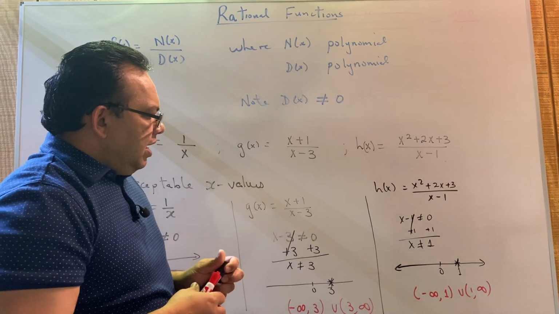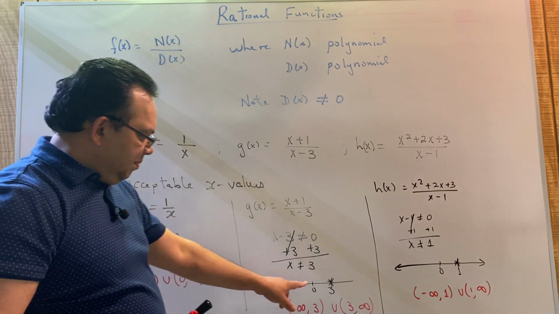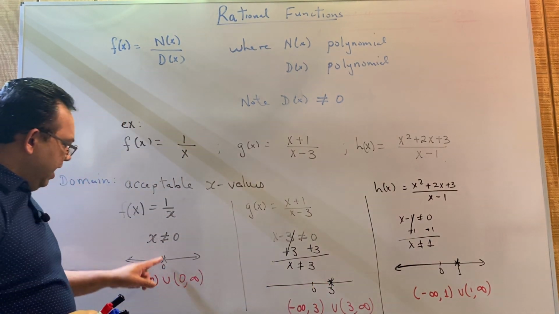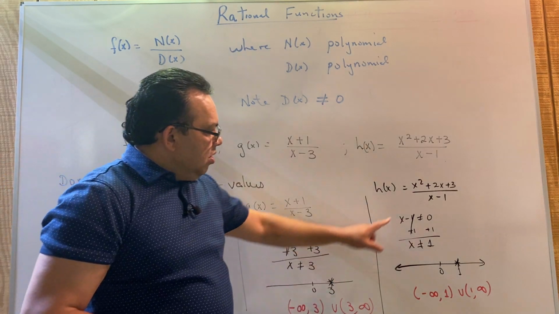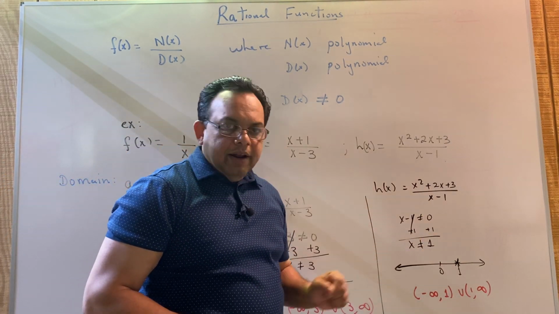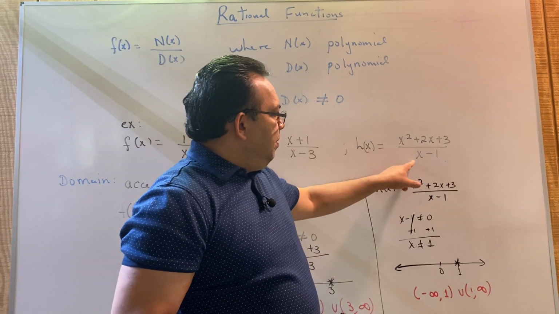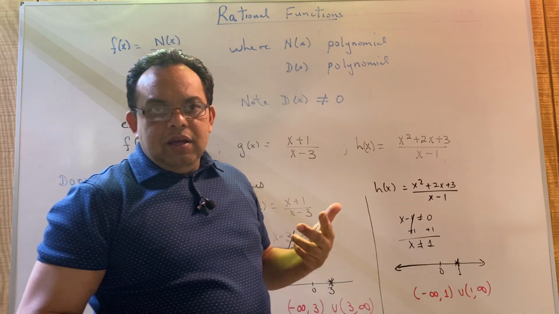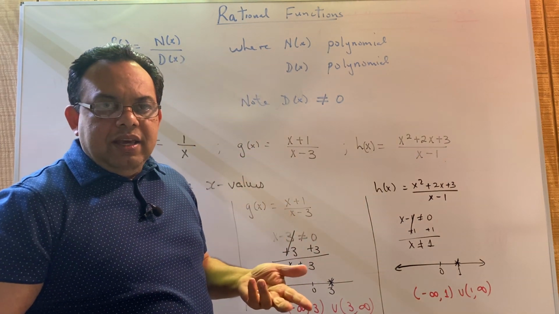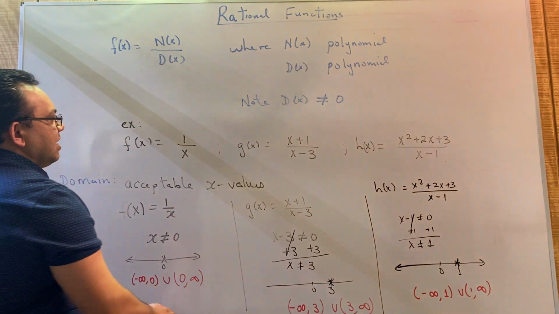So you will notice that so far on a number line, I've only been taking out a specific value, right? Over here, I took out x is equal to 0. Over here, I took out x is equal to 3. Over here, I took out x is equal to 1. Well, it depends on the function. Obviously, if the denominator is a quadratic, then your domain could possibly be at most 2 values. So let's look at an example of that.